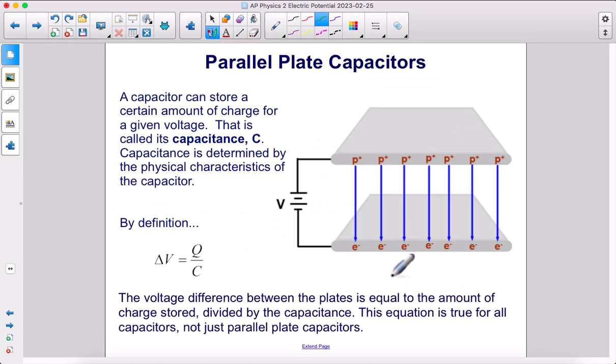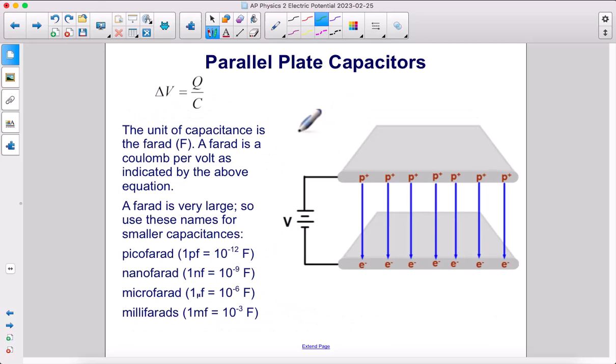A capacitor can store a certain amount of charge for a given voltage. That is called its capacitance, C. Capacitance is determined by the physical characteristics of the capacitor. By definition, delta V, the voltage difference, equals charge divided by capacitance. The voltage difference between the plates is equal to the amount of charge stored divided by the capacitance. This equation is true for all capacitors, not just parallel plate capacitors.